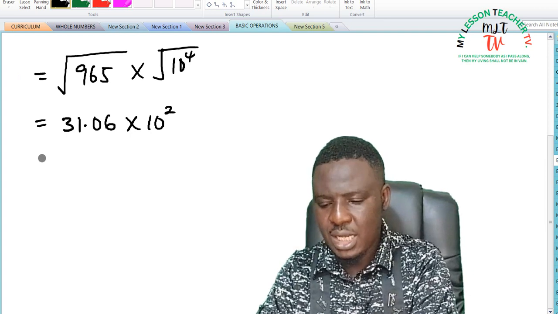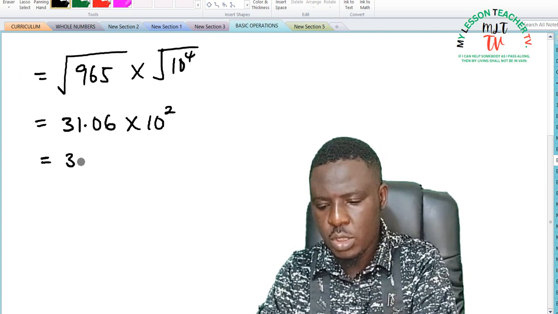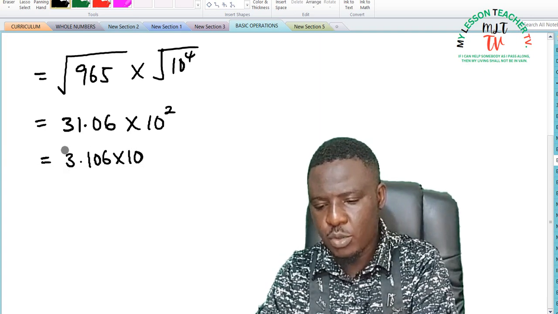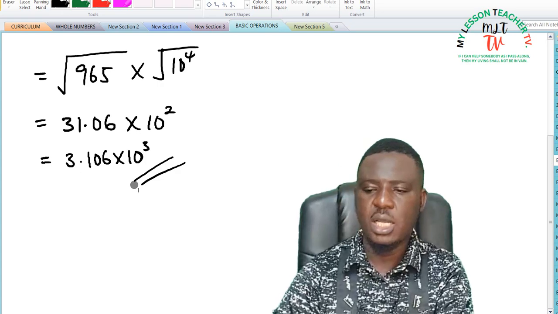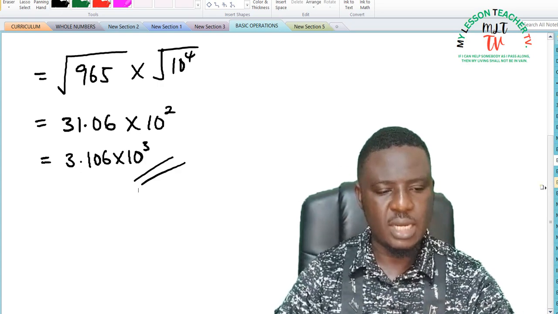Now writing this in standard form, this is equal to 3.106 times 10 raised to the power of, I have moved the decimal point once to my left, that is equal to 10 raised to the power of 3. So this is your answer expressed in standard form.